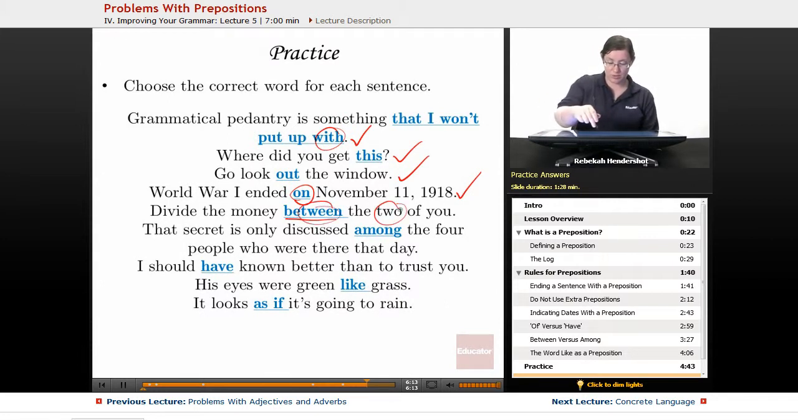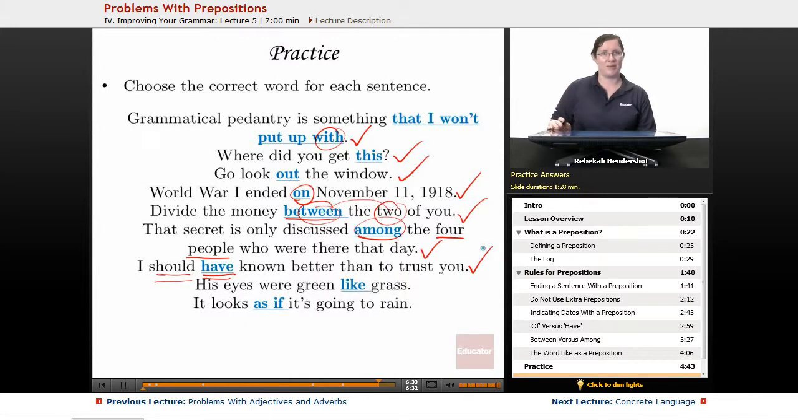Remember, you got the tween for twins for 2, so 2 people you use between. But that secret is only discussed among the 4 people who were there that day because there were 4 people. 3 or more, you use among. Next, I should have, verb phrase, known better than to trust you. You never say should of. It's just not a phrase, it makes no sense, and the grammar police will come get you.